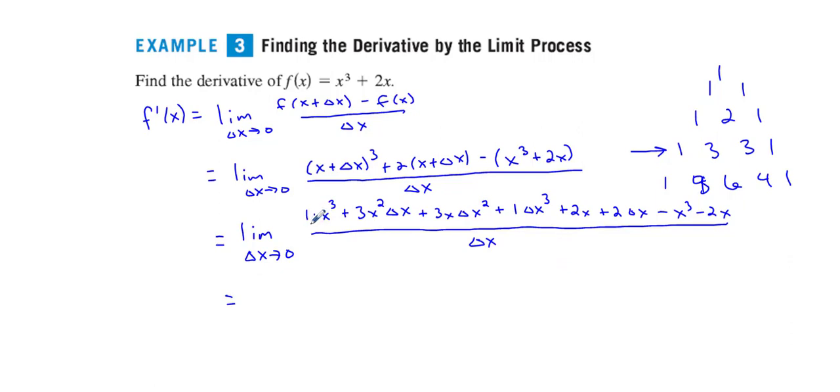Alright, combine some like terms. Okay, I have an x cubed here minus x cubed. I got a 2x here minus 2x. And then looks like I can't combine anything else.